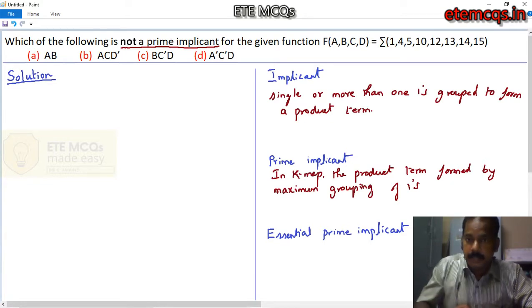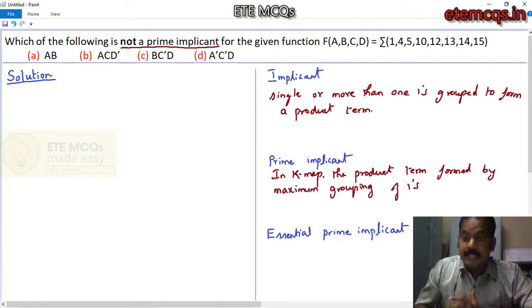All the three happen in a Kmap. An implicant is a single one, or you just perform a minimal grouping and then you get a product term. That product term is called an implicant. You just perform maximum grouping of ones and you get a product term. That product term is called as prime implicant.